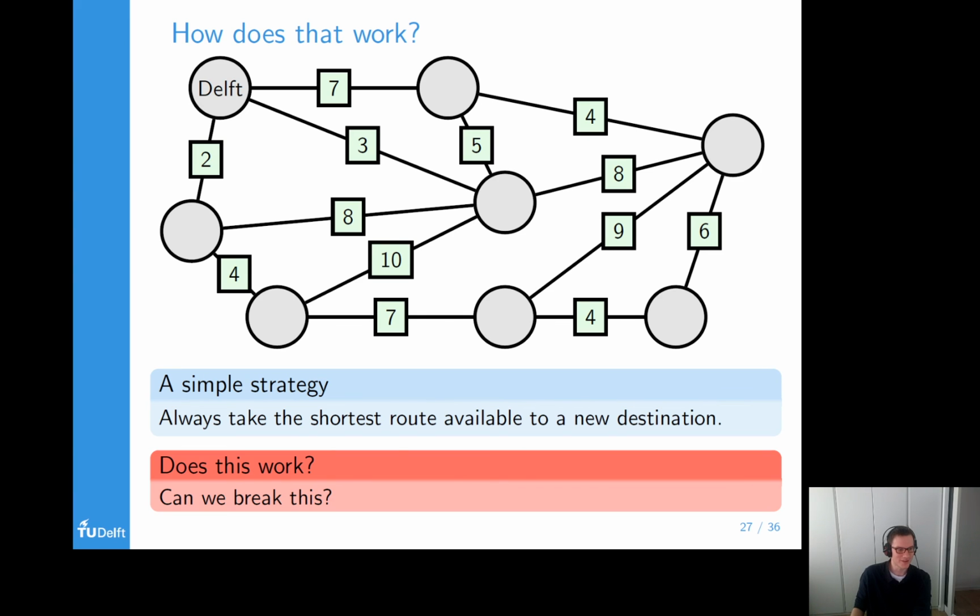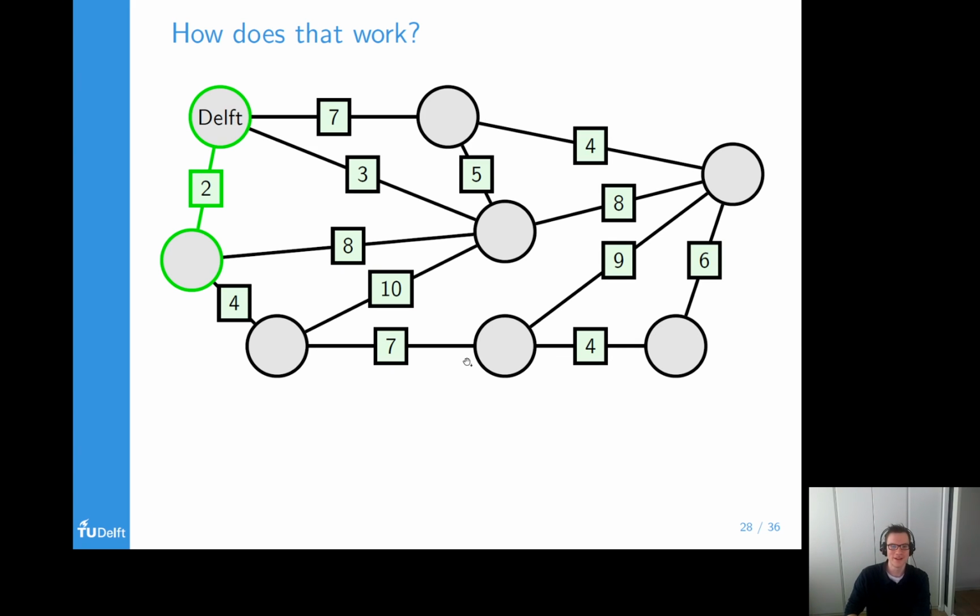All right, so let's figure this out. If we apply this strategy, we start by selecting from the 2, the 3, and the 7. We take the 2. Now we pick between a 4 and an 8. So we pick the 4. Up next is 7, 4, 6, 4, 5, and 3. And so we've done it. We found a route to get us through all the cities and back to Delft. But is this the shortest route?